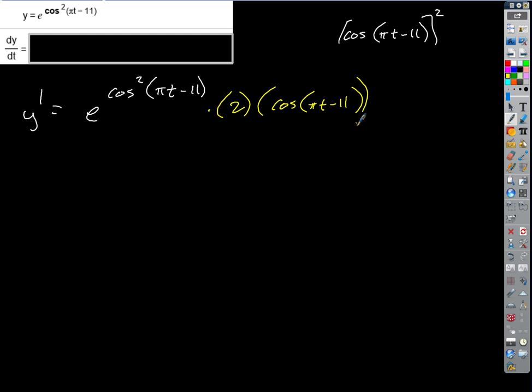Okay, so we took care of that. So now, Elton, what's the next layer? There it is again. Times the derivative of cosine of u, which is negative sine of u.